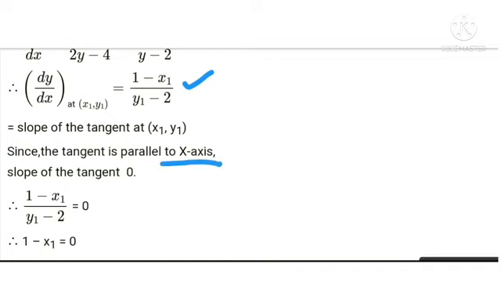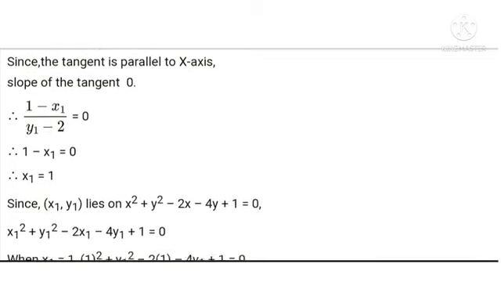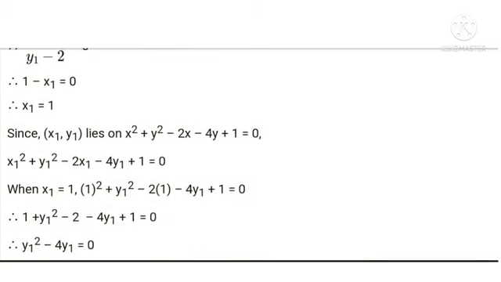So what is the slope of x-axis? Slope of x-axis is 0. Okay, so we get (1 minus x1) upon (y1 minus 2) is equal to 0. So 1 minus x1 is equal to 0, x1 is equal to 1. We get the value of x1 as 1.